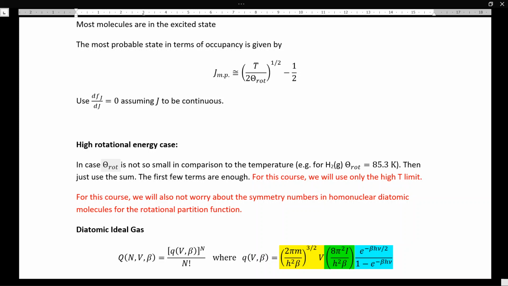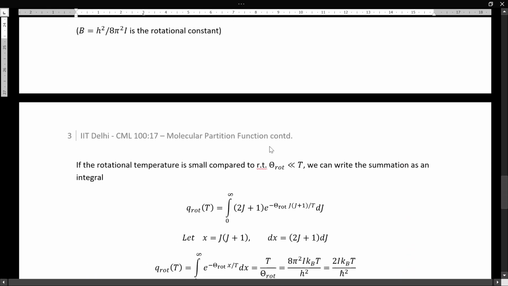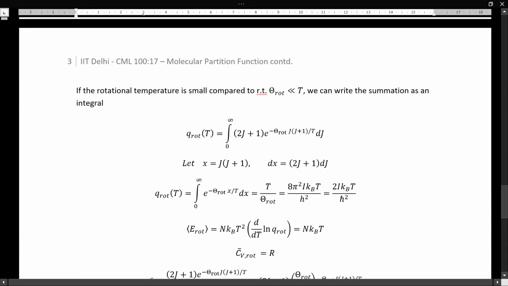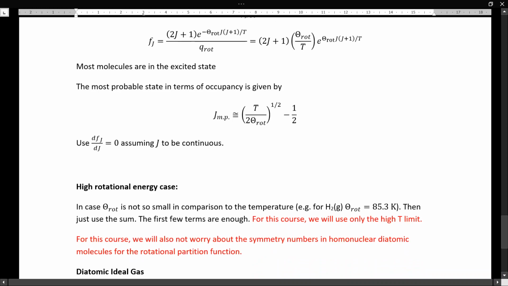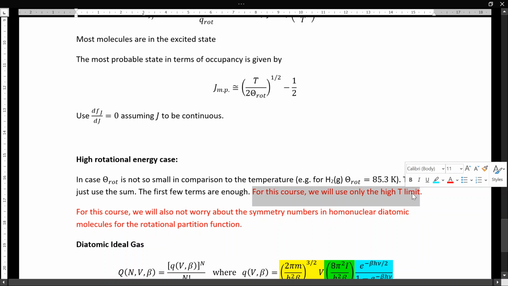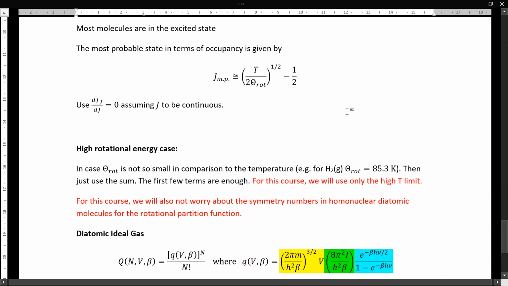In that case, it's not advisable to use the integral, but you can use the sum over here. But remember, as you go to higher and higher values of j, the contribution is going to be small. So the first 3 or 4 contributions are more than enough to estimate Q rotational in these cases. But don't worry. For this course, we'll use only the high T limit, which means we are going to use the results of the integral only. So we are not going to worry about summations.